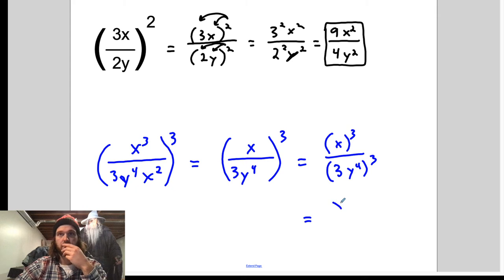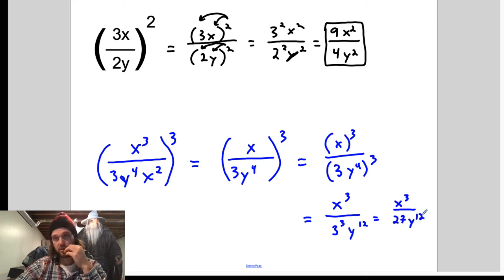that there. X to the 3rd is just x to the 3rd. Now we got 2 bases on the inside of the parentheses here. Again, the x went away because they canceled with the ones in the top. And you'll have 3 to the 3rd, y to the 4 times 3, which is 12. So we end up with x to the 3rd over 27y to the 12th. Beautiful. It's looking nice.